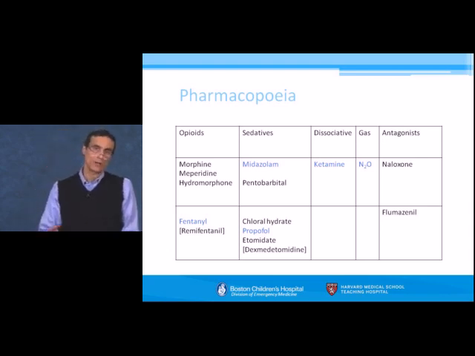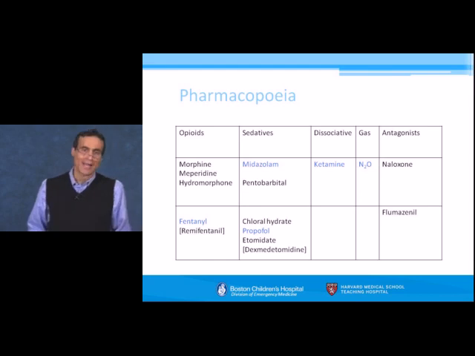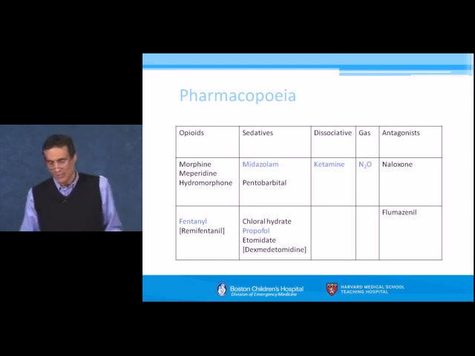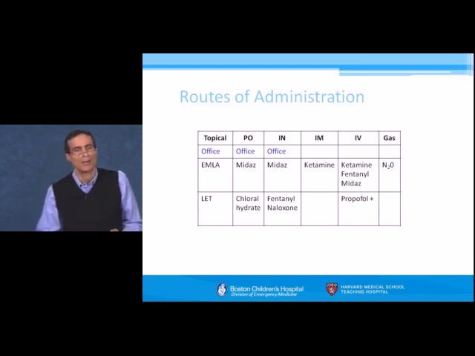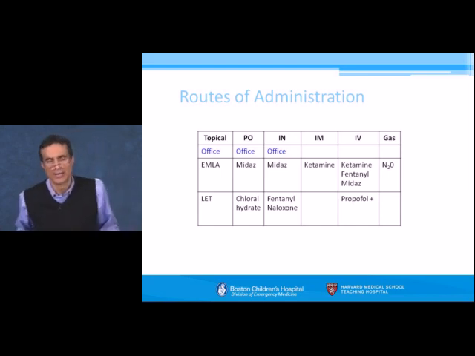So this goes through the 5 classes of agents, and I wanted to move from here to discussing them by routes of administration. And you can see that I've highlighted which agents can be used in the office, and I wanted to go through that.